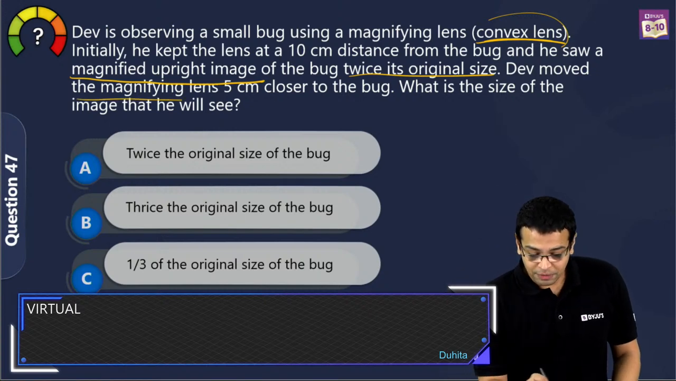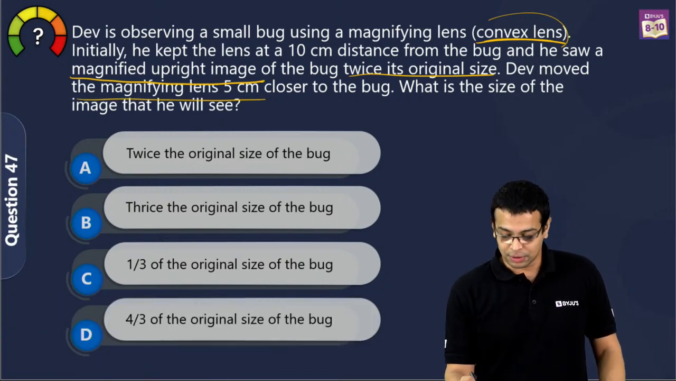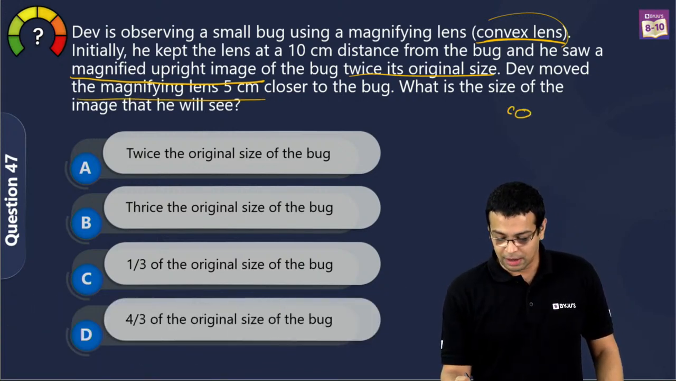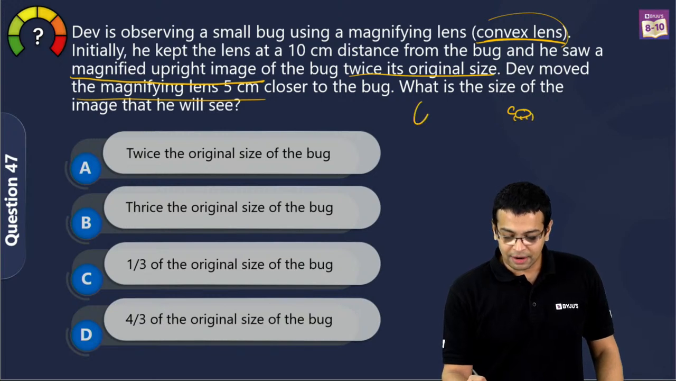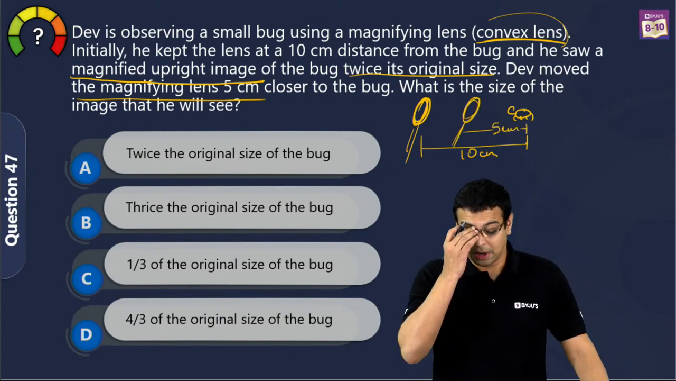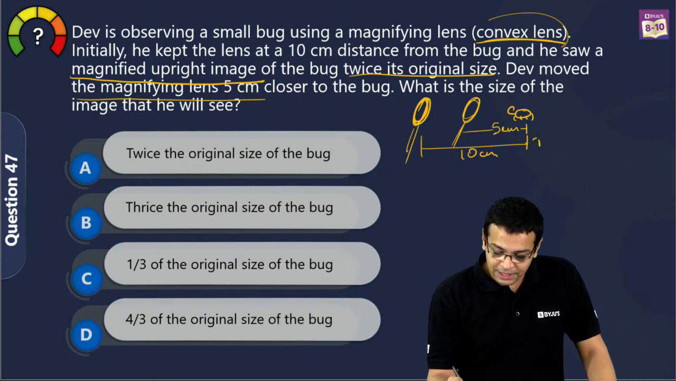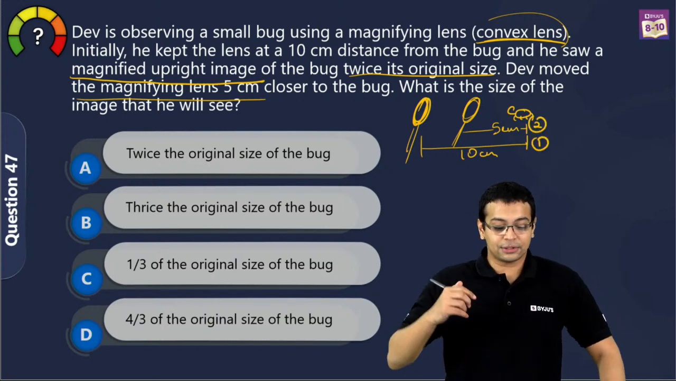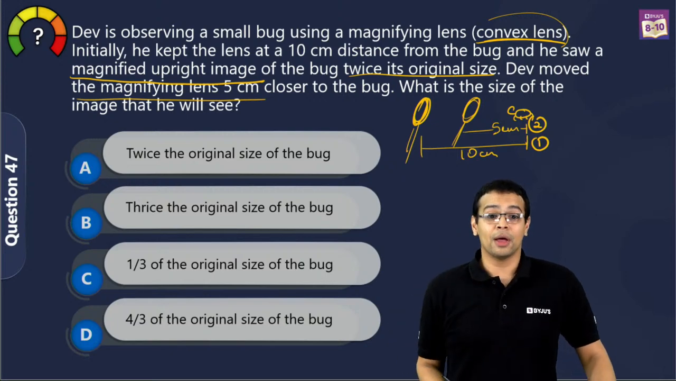Dave! Move the magnifying lens 5 centimeter closer. Okay, so here was this bug. They've held a magnifying glass out here at a distance of 10 centimeter. And then he moved it to a distance of 5 centimeter. Cool, that's what happened. So basically, there is first setup and then there is second setup. What is the size of the image that he will see in the second setup?